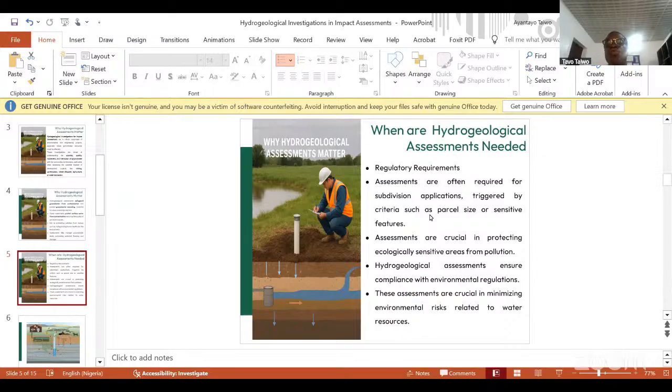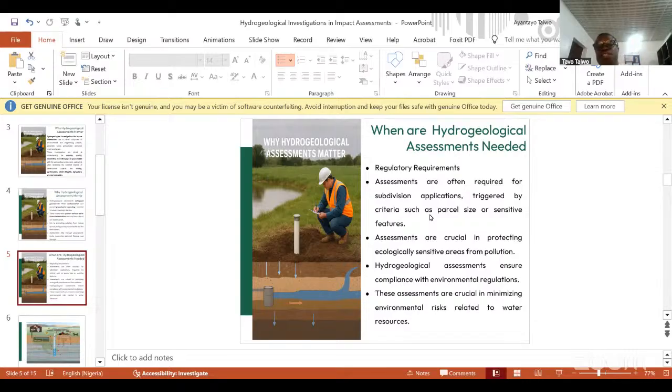They are also crucial in protecting ecologically sensitive areas from pollution. Sometimes when you're doing mining, you use some chemicals and all that. When you conduct this assessment, it's able to tell us that, look, you're going to need so much amount of water. And because you need this amount of water, we need to know what your provisions are for water. Either you want to take from the surface water, if it's there, or if you want to take from the groundwater, you have to consider the environment that you're taking it from.